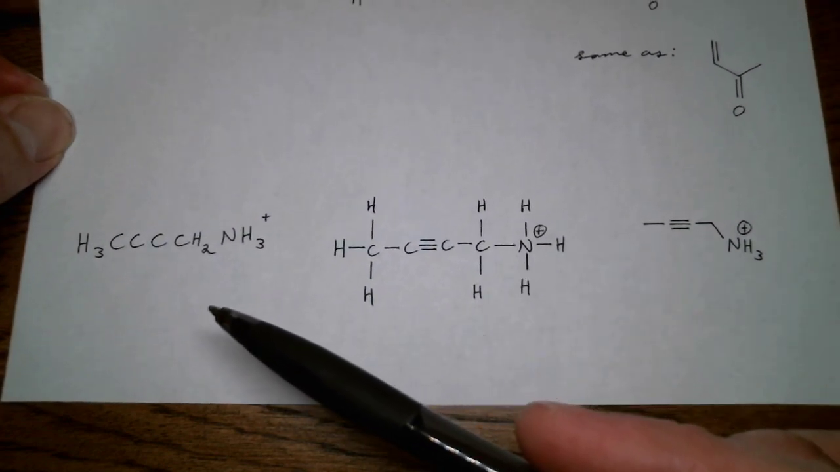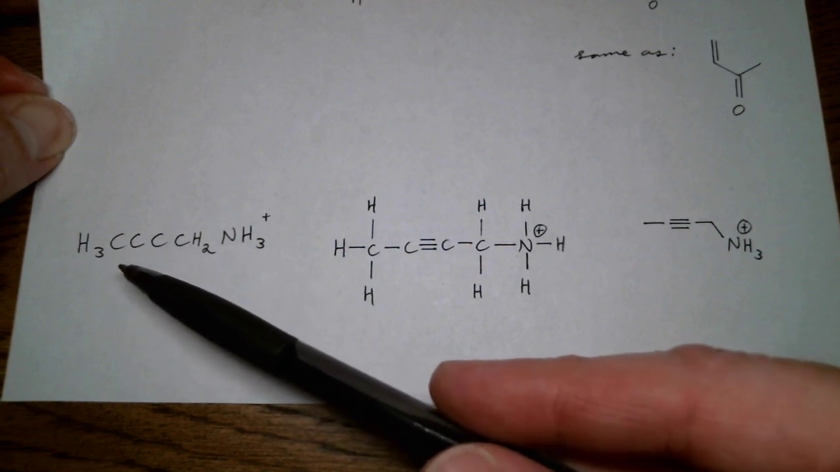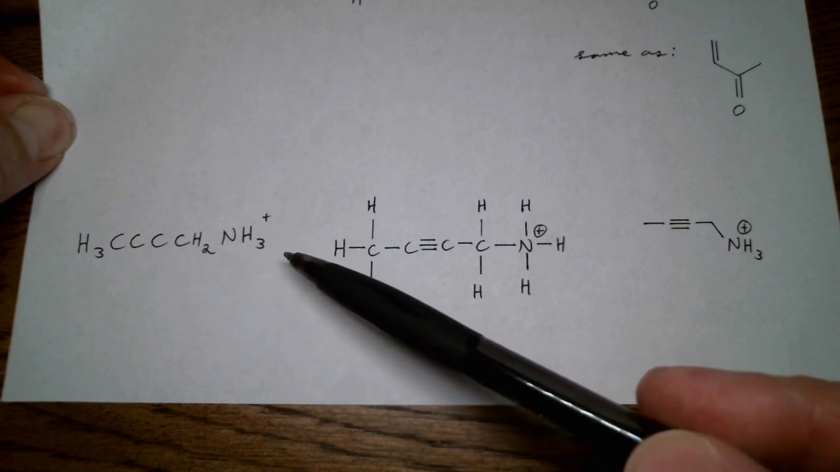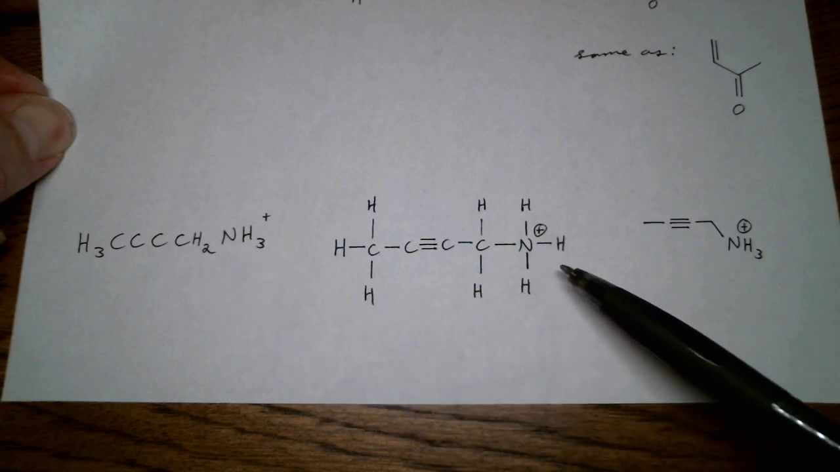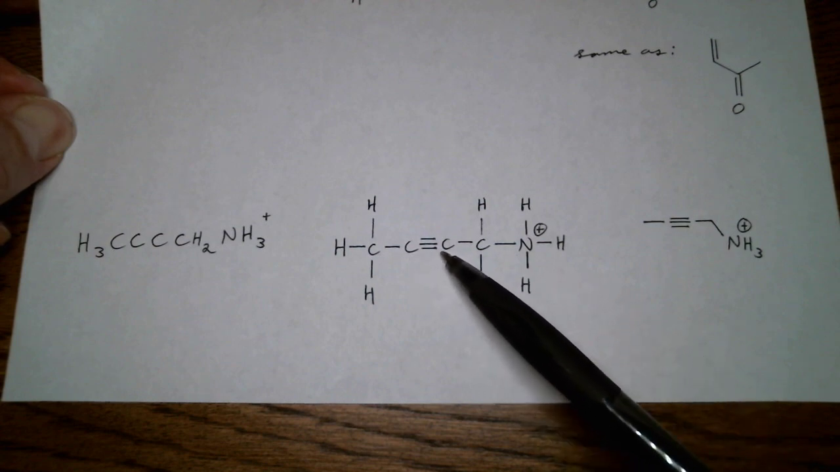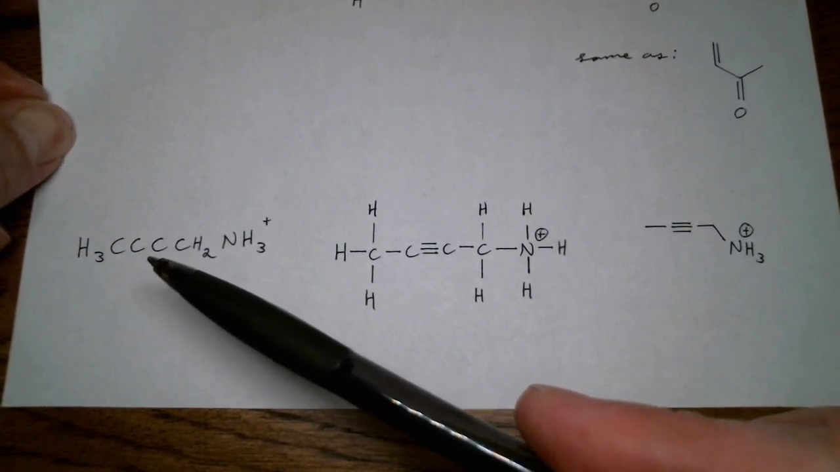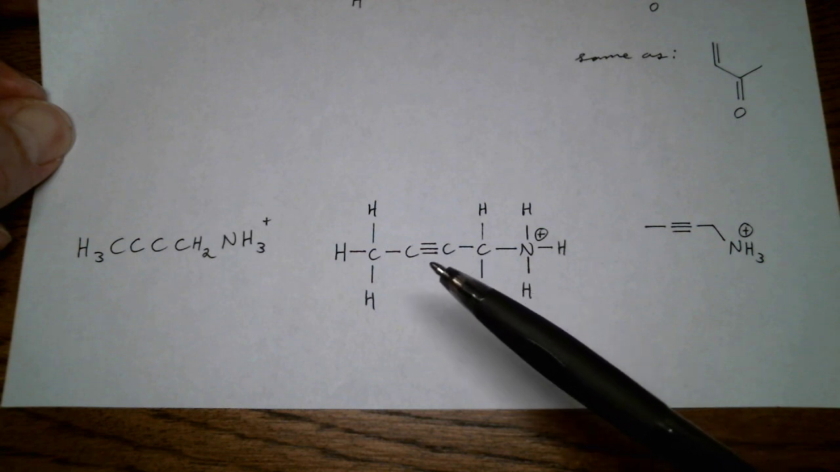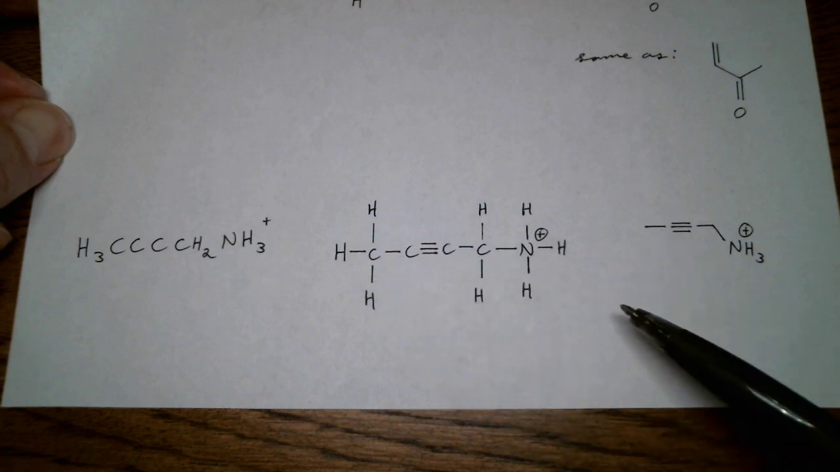Here's an interesting example where our condensed formula shows a cation. We've got H3C, CCCH2, NH3+, and so the plus is actually associated with the nitrogen. We can see that explicitly when we've drawn out our Kekulé structure. We also see there's a carbon-carbon triple bond for these two carbons that don't appear to have any hydrogen atoms associated with them. That's because they have a triple bond between them, and then their other bonds are to two carbon atoms in the molecule.